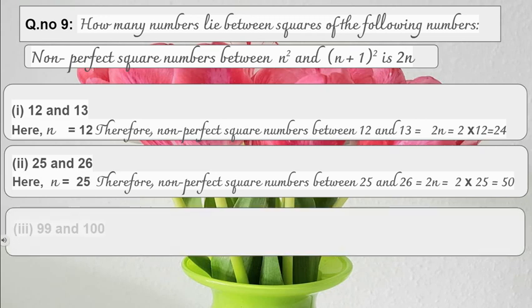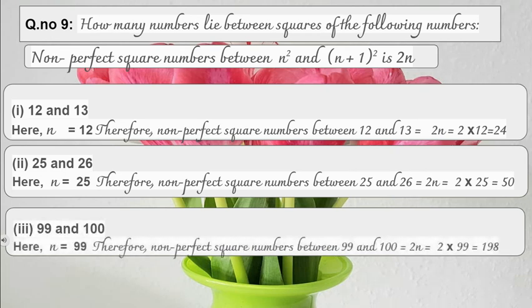Now the third question is 99 and 100. So here n is 99. Therefore, 2n is equal to 2 into 99, equal to 198. So, therefore, 198 non-perfect square numbers are lying between the squares of 99 and 100. Clear? Okay.